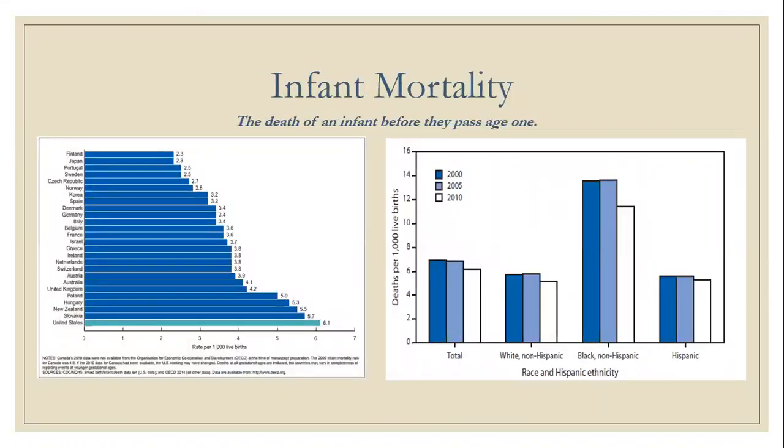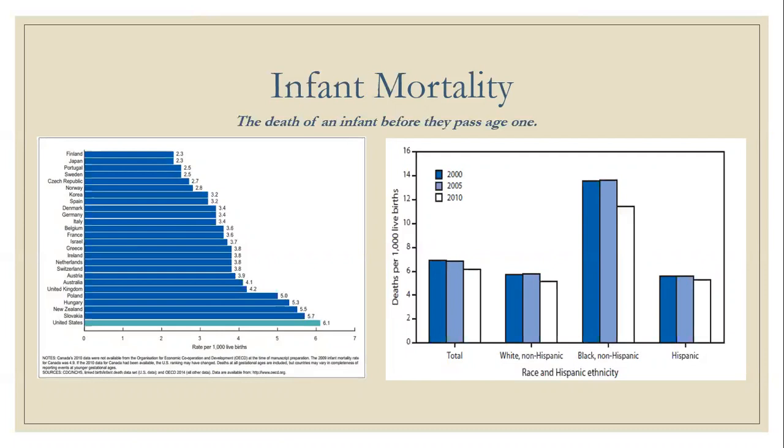Infant mortality is defined as the death of an infant before they pass age 1. From 1915 to 1990, infant mortality rates decreased drastically in the United States, but since then, there has been a steady increase. In the first graph, we compare the United States to other developed regions in the rate of infant mortality, which is the rate of deaths per 1,000 live births. The United States is represented by the light blue graph at 6.1, which is higher when compared to other developed regions.